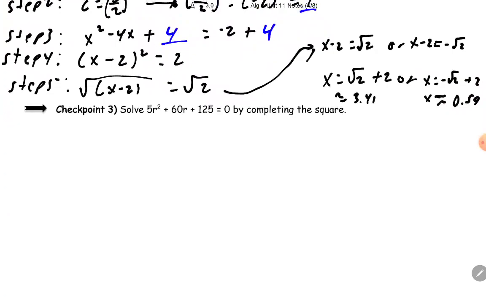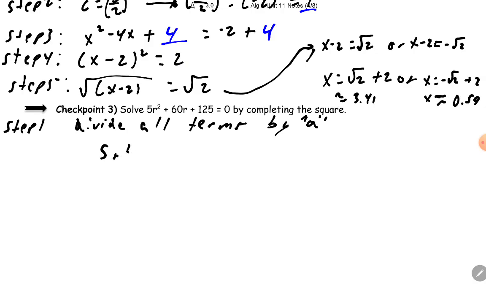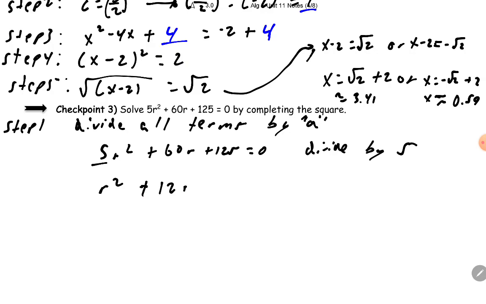Alright, let's do it again. Step 1, divide all terms by a. Five r squared plus 60r plus 125 equals 0. So we're going to divide by 5. So I have r squared. 60 divided by 5 is 12. 125 divided by 5 is 25.